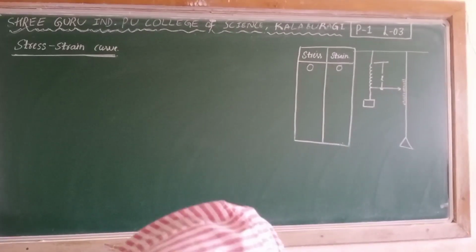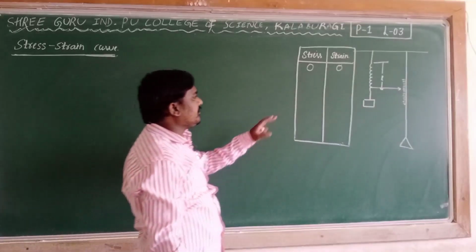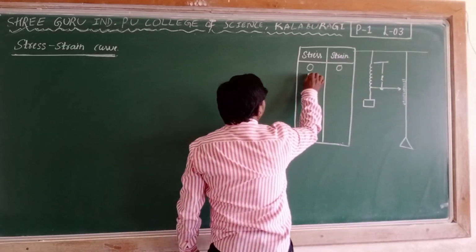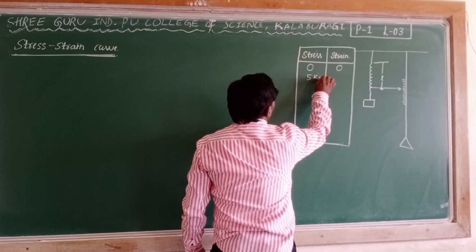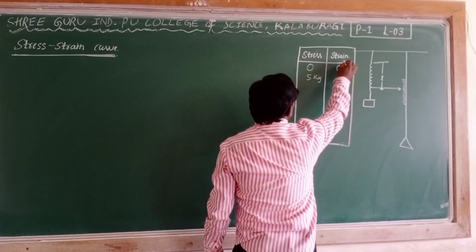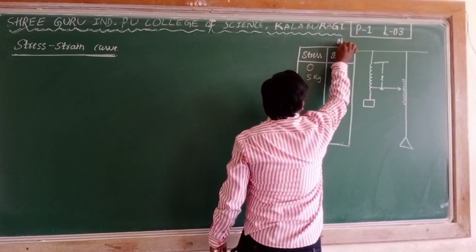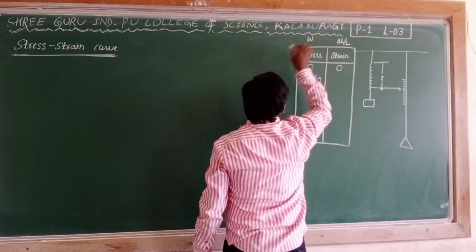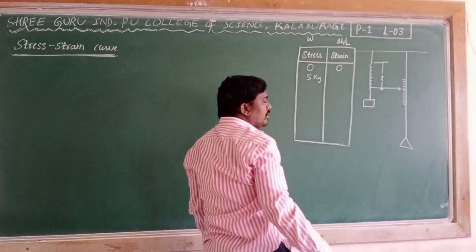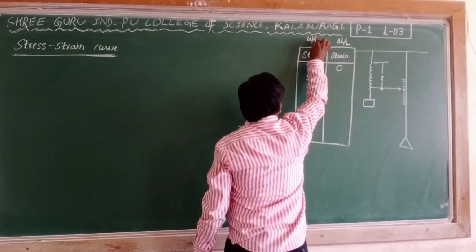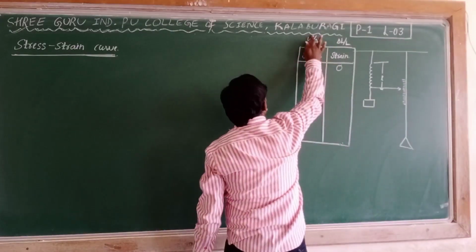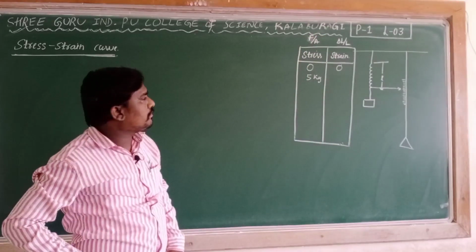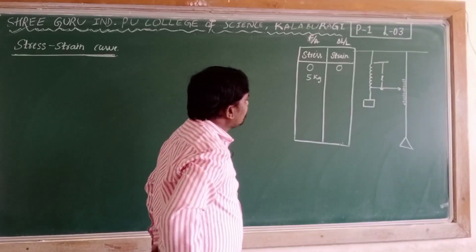In today's class, with the help of a curve, we are going to identify the strain on that particular spring. If we apply a mass of 5 kg, we are going to see the change in length. Strain means delta L by L. Stress means force acting per unit area. Let us consider this is force only. Stress means force acting per unit area.